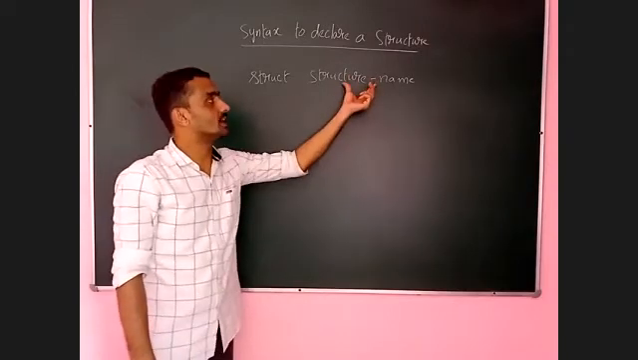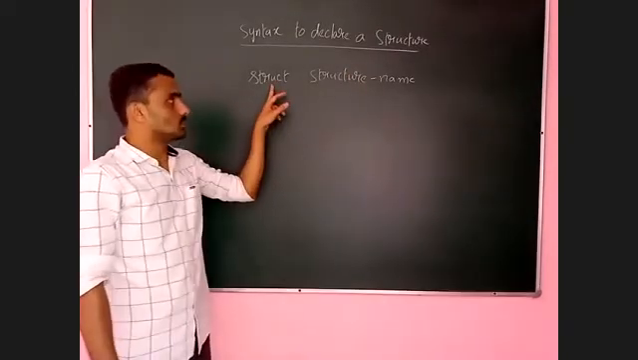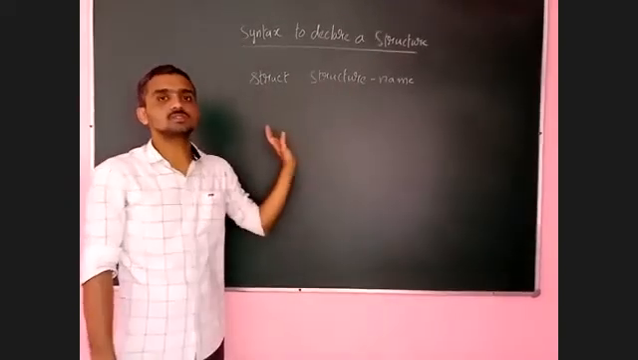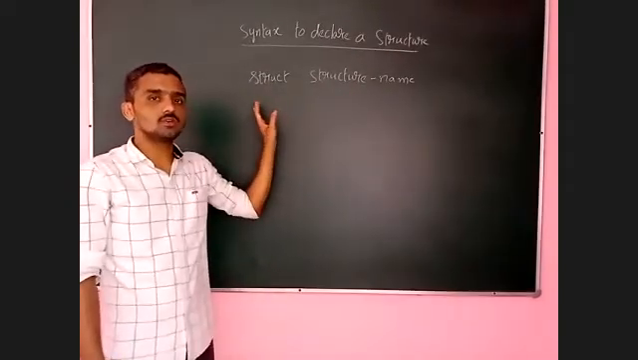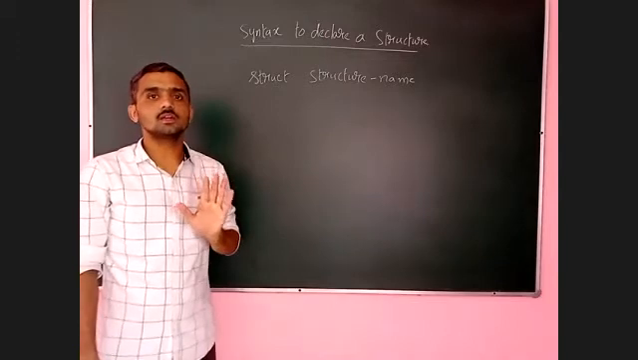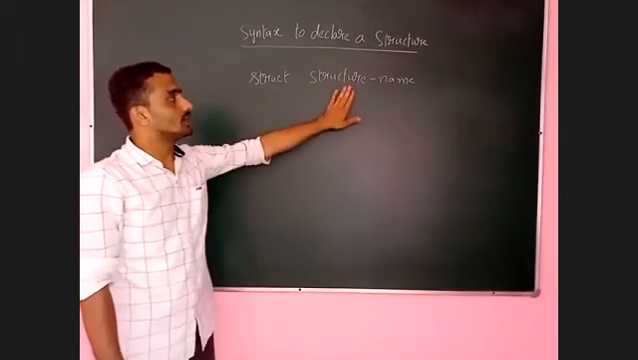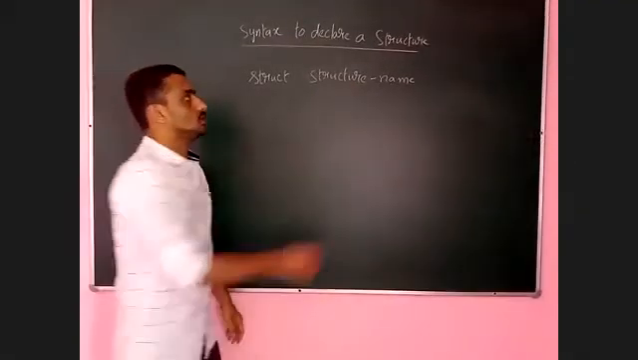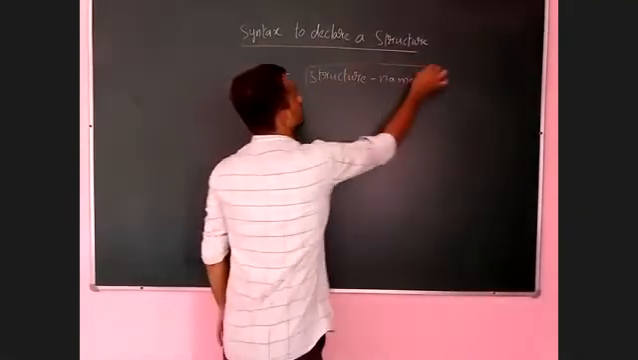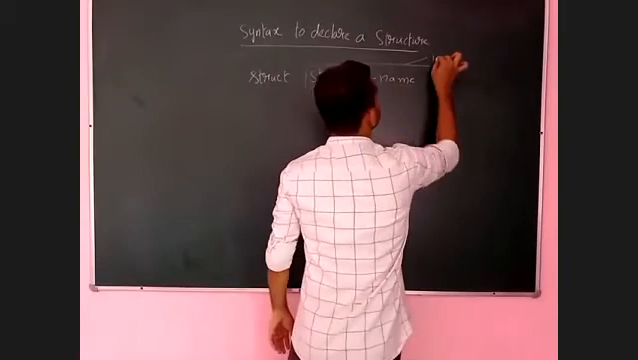That means this is an identifier. For keywords some rules are there, and for identifiers some rules are there. What is the rule for keywords? One important rule: all the letters of the keyword in lowercase. For an identifier, we have four rules. The structure name is an identifier.